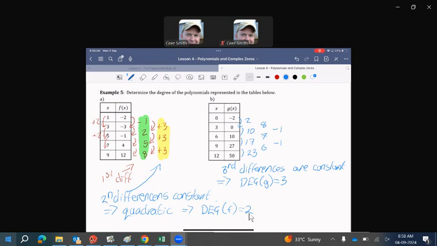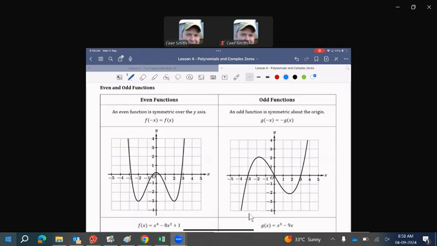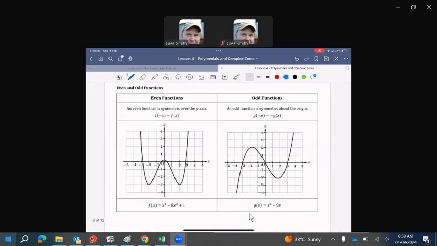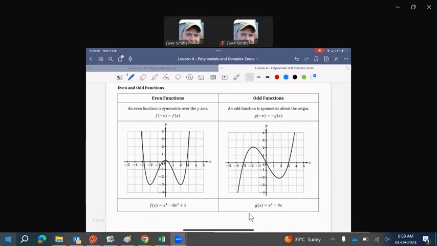Our last thing for today is odd and even functions. An even function has a symmetry across the y-axis. So here we see an even function. It has a symmetry line here across the y-axis. And it is defined as f of minus x is equal to f of x. An odd function has a rotational symmetry around the origin, graphically, and it is defined using this definition here. g of minus x is equal to minus g of x.